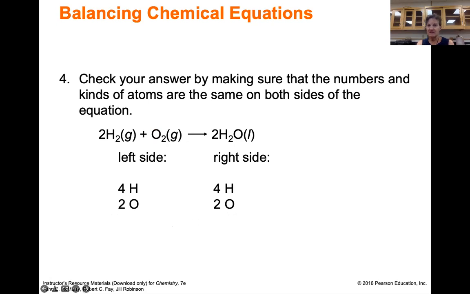Then you're always going to check your answer by making sure that the numbers and the kinds of atoms are the same on both sides. So they've already demonstrated that. You always look and you say, okay, 2 hydrogen molecules gives you 4 total hydrogen atoms. 1 oxygen molecule gives you 2 oxygen atoms. And on the water side, same thing, 2 molecules of water is 4 hydrogens and 2 oxygens.